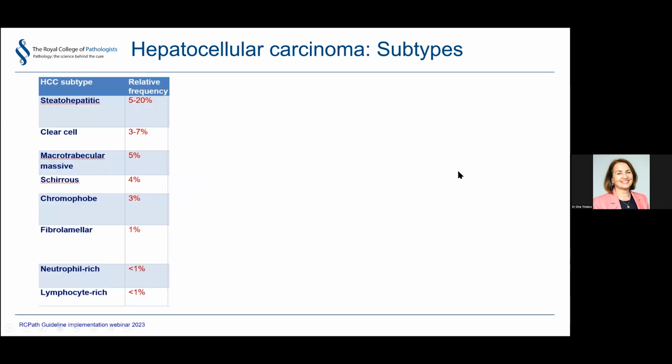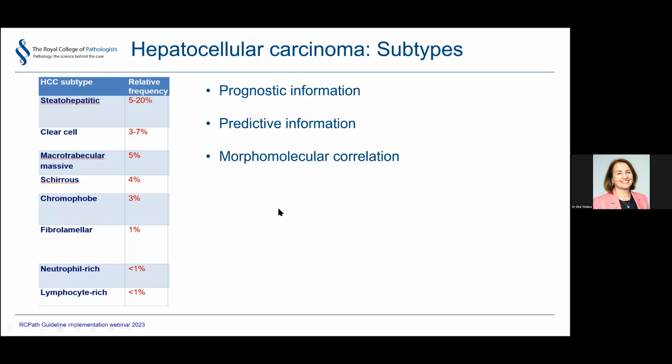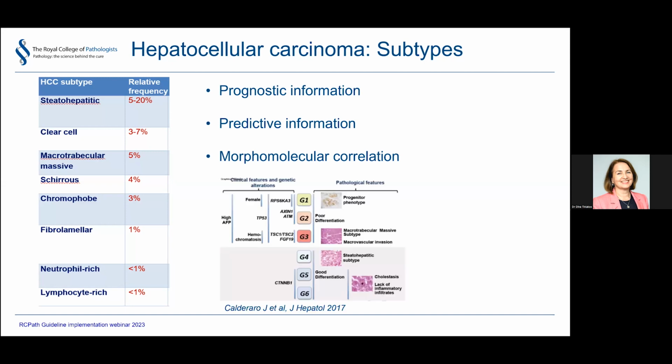Regarding the hepatocellular carcinoma subtypes, as already mentioned, this is not a core item yet, but it's going to be significant in the future when we have more information about the molecular changes that we can correlate with the morphology. So we recognize the steatohepatitic, clear cell, macrotrabecular massive, scirrhous, chromophobe, fibrolamellar, and the more rare variants of neutrophil-rich and lymphocyte-rich. All this may be related with prognostic information, predictive information, and morphomolecular correlation.